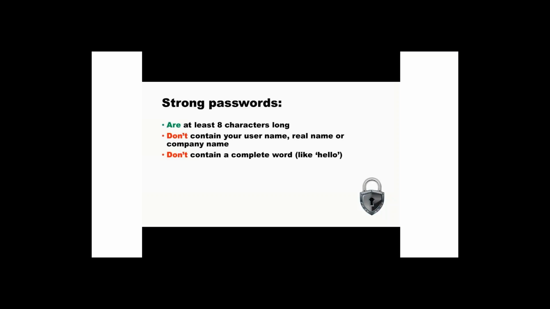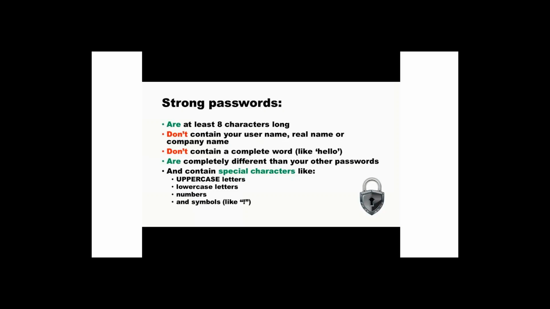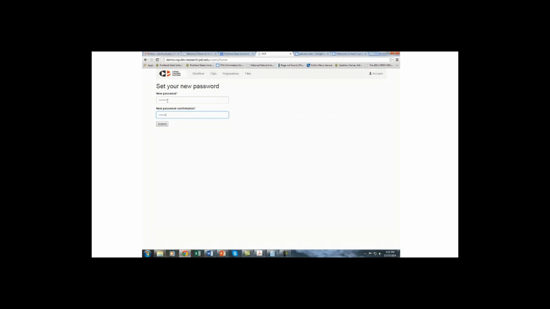Don't contain a complete word, like hello, are completely different from your other passwords, and contain special characters like uppercase letters, lowercase letters, numbers, and symbols like an exclamation point. Enter your new password twice, click Submit. You're now ready to use VCP.